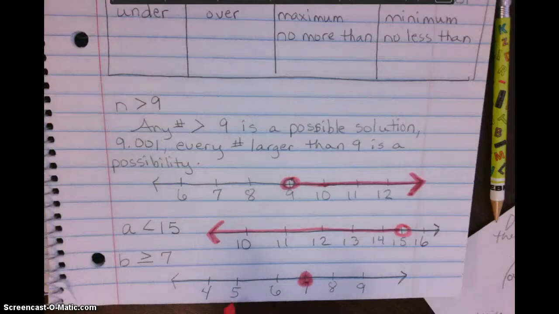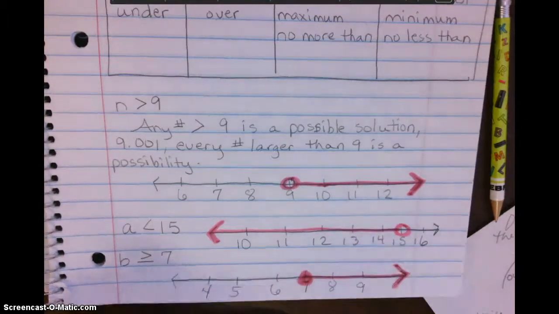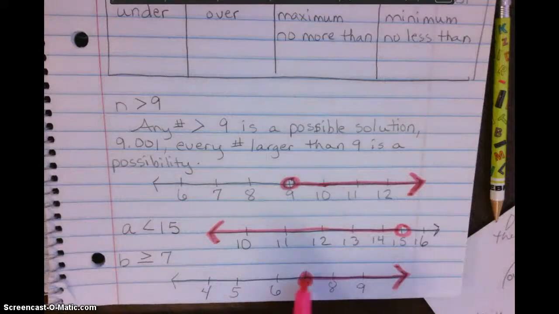Could 5 be a solution? Is 5 greater than or equal to 7? No, 5 is less than. So we need to go in the other direction on our number line. Could 9 be a possible solution? Is 9 greater than 7? Yes, it is. So our line would continue to the right on our number line. I hope you remembered to close your dot to represent 7 being one of many solutions for this inequality.